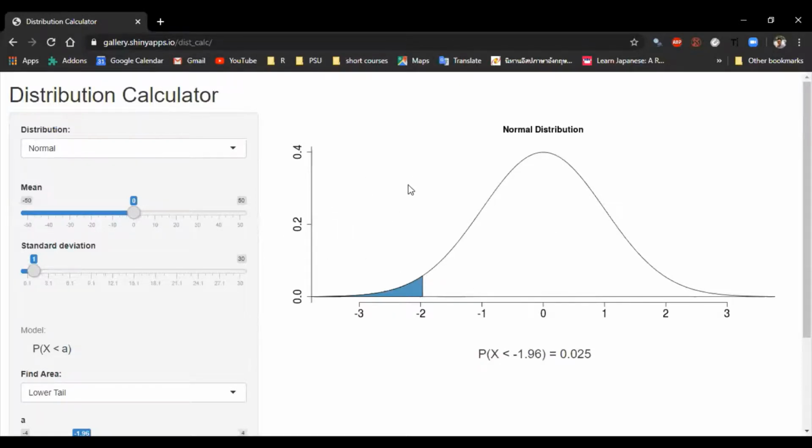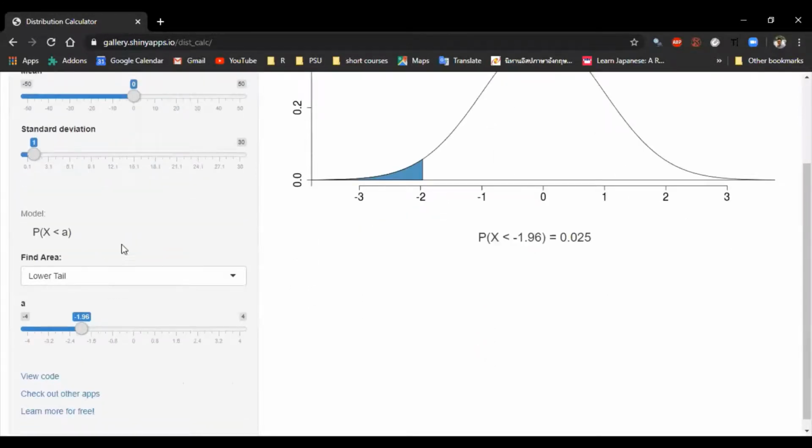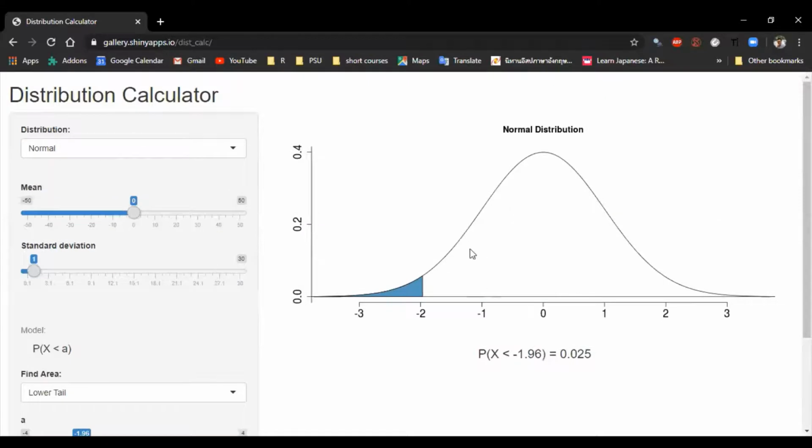So what is this? This is the normal distribution, but the correct term is standard normal distribution because it is standardized, with zero as mean and standard deviation one. So this is the standardized normal distribution. What do we want to find? We want to find the area under the curve if the value of z is minus one.